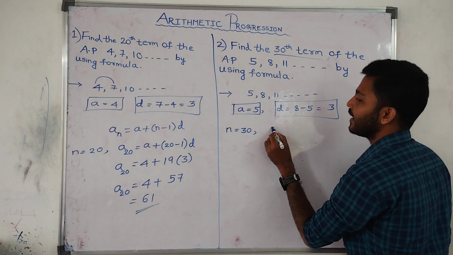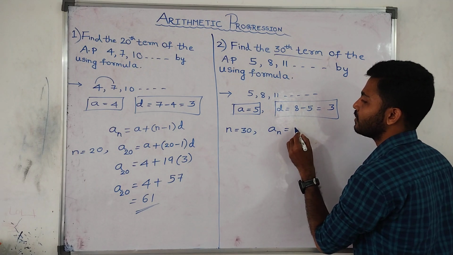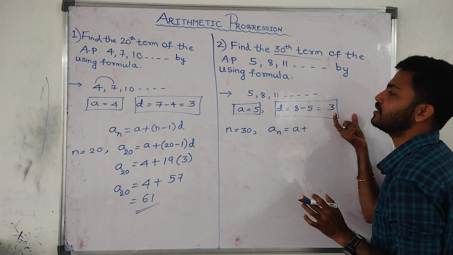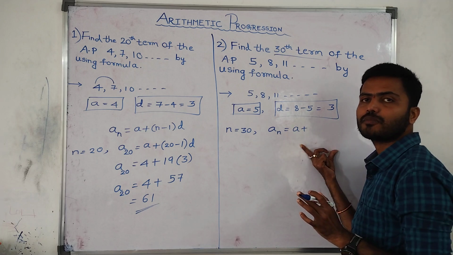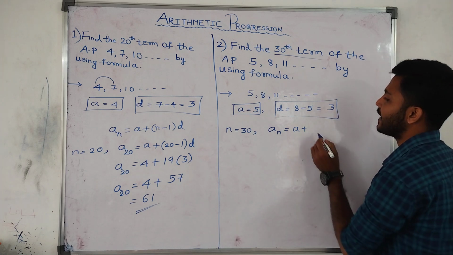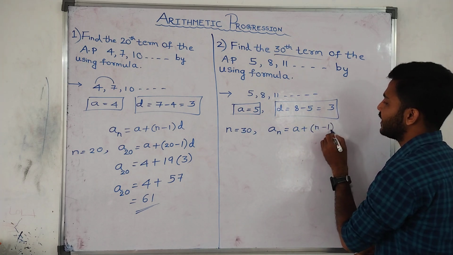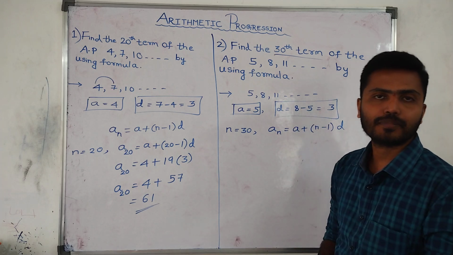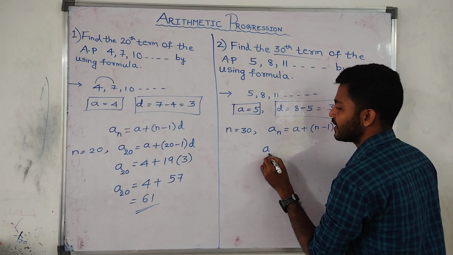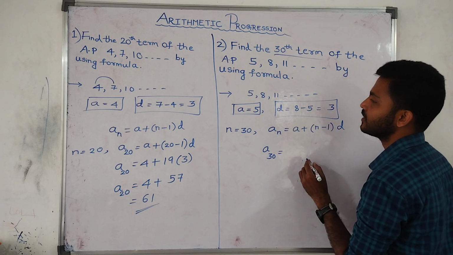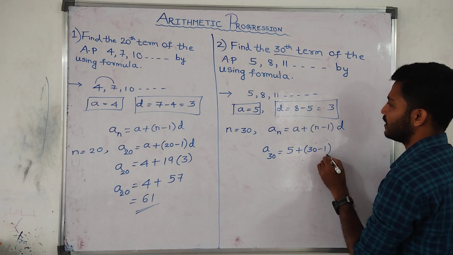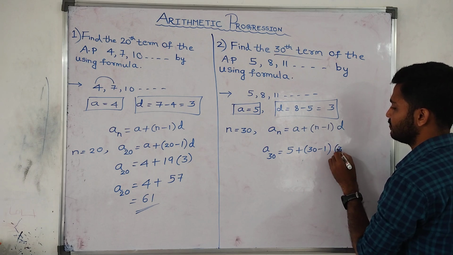Okay, so now an formula, again you have to write the formula, my dear students. Formula is very very important. Whenever you are solving a question, write the given data first, the formula to be used, and then substitute. Okay, so then you have a good clarity on how to solve the questions. Correct? So an is equal to a plus n minus 1 into d. Now, whatever the values are there, let us substitute them here. So a30 is equal to 5 plus 30 minus 1 into d, which is 3.